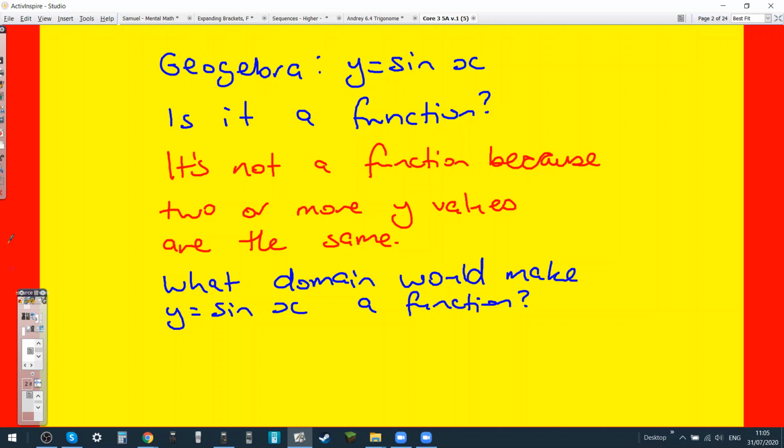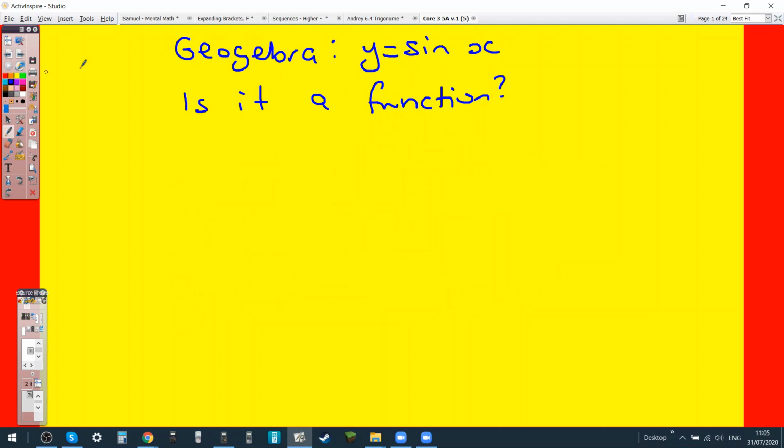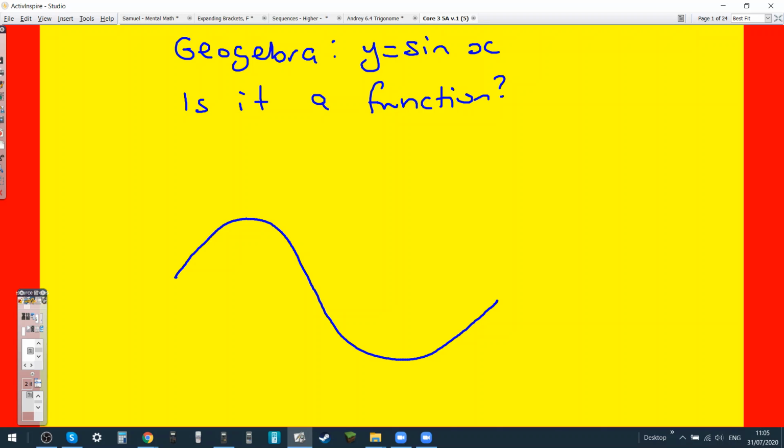So, it's because for it to be a function, it has to have an inverse function. This thing has a repeating y coordinate. It's going to repeat many, many times, in fact.